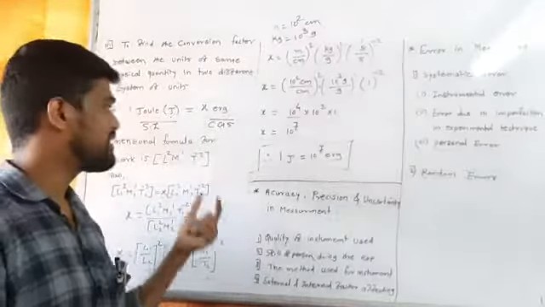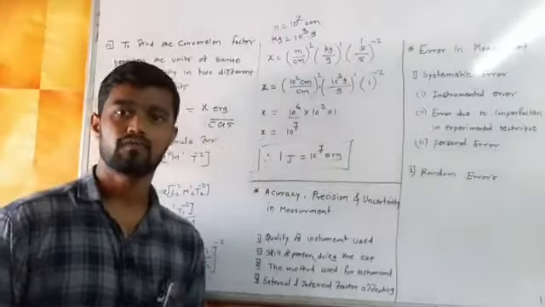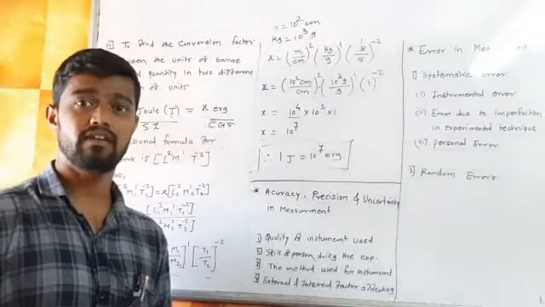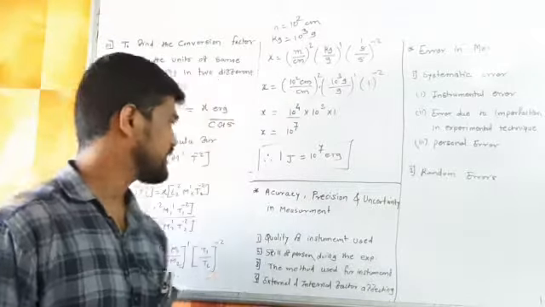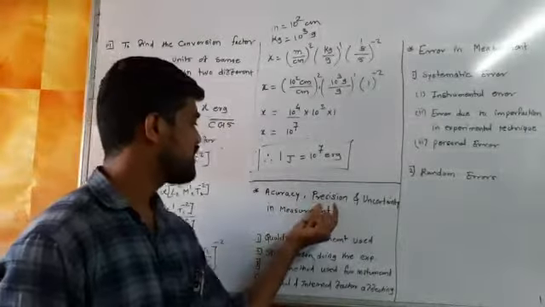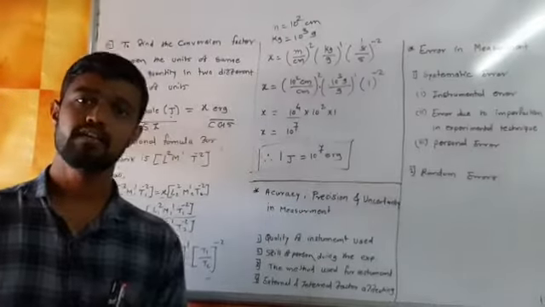So you got a conversion factor for the same physical quantity having different systems of units. Okay. So next we are discussing accuracy, precision and uncertainty in measurement.